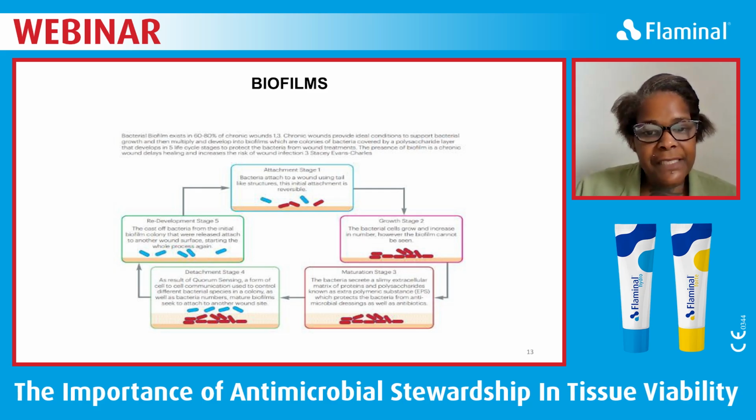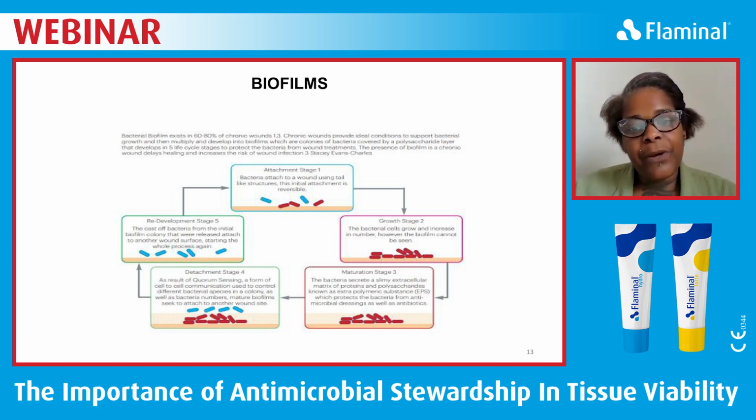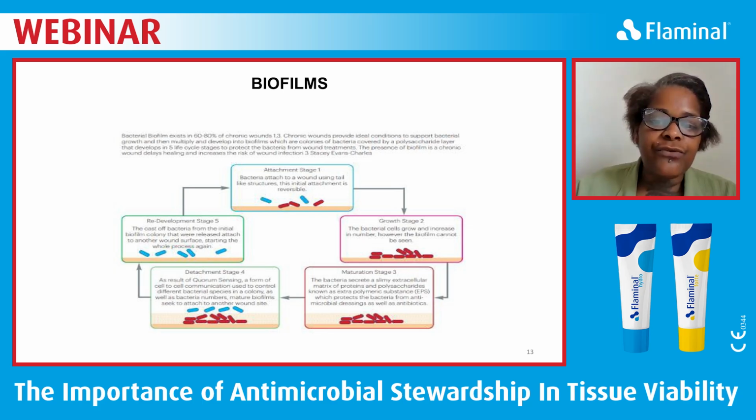And then this particular stage is actually reversible. This is the stage where clinicians need to be involved with preventing the growth, maturation, detachment, and redevelopment stage. So stage 1 is the key stage of preventing biofilms from growing and developing on chronic wounds, and can be done simply by a pathway such as the infection and biofilm pathway, which looks at disrupting biofilm development.